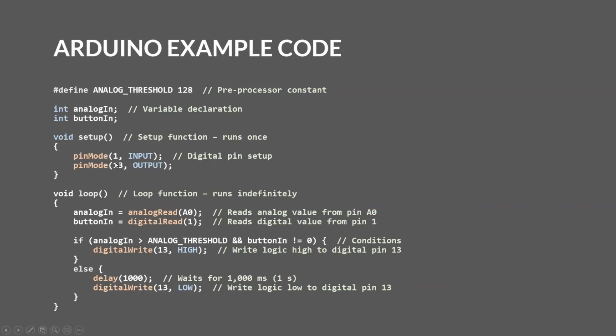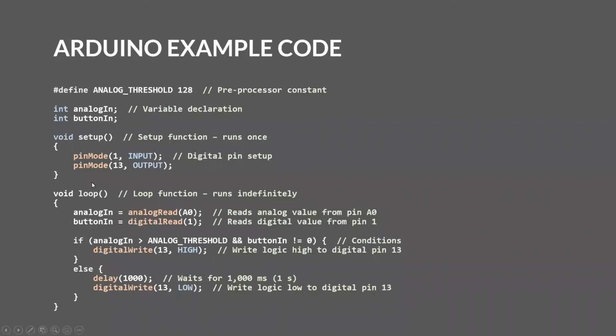And in this case, what we're doing is we are calling two functions called pin mode. And the pin mode function is used for setting up your digital inputs and outputs. So in this case, what we're doing is we are saying that digital pin 1 is an input and digital pin 13 is an output. And we need to specify inputs and outputs because of essentially the way that your GPIO controller works internally in the microcontroller.